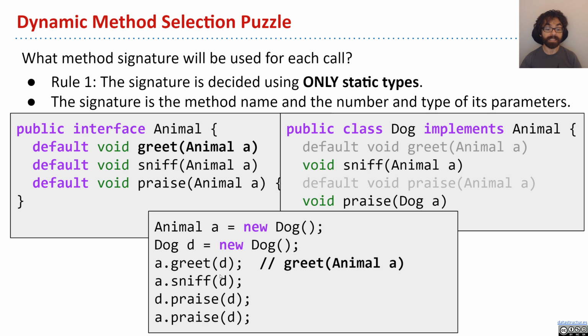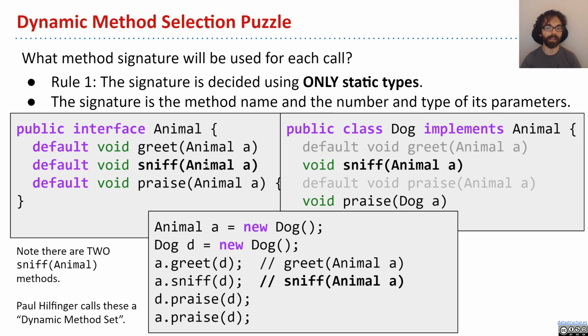So when I do a.sniffD, we say animal, right? We look in the animal interface because we're using only the static types. And we use the dog type over here, and we say, is there a method here called sniff which can accept a dog? And the answer is yes, right? This sniff animal method. So it's going to be sniff animal A.